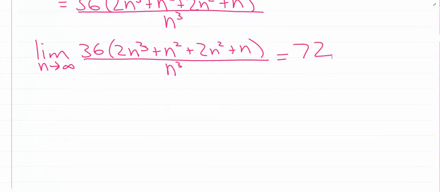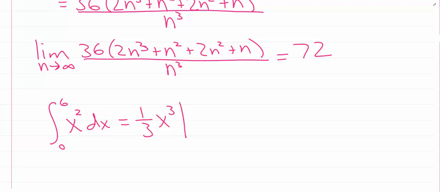Now let me show you something amazing here. Let's look at this integral. I'm going to go from 0 to 6, and I've got x squared dx. The antiderivative of x squared is 1/3 x cubed, right? So watch what I'm going to do. I'm going to do 1/3 x cubed, and plug in a 0 and a 6. We're going to dwell on this more later. This is just an overview. I'm going to put in a 6. So I've got 1/3 times 6 cubed, and I could say minus 0, right?